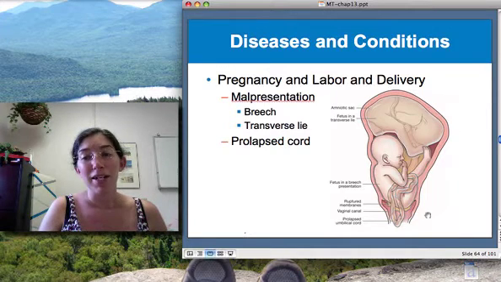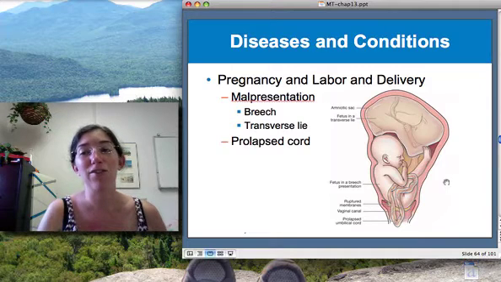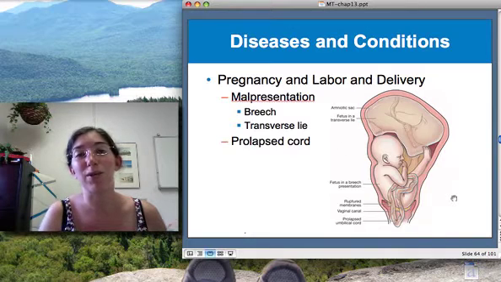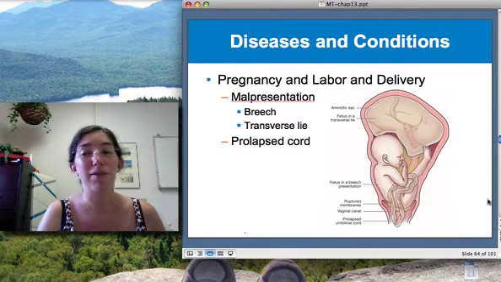But nowadays, with the advent of C-sections or cesarean sections, which we'll get to in a future slide, any malpresentation is usually scheduled for a cesarean section. The surgery is much lower risk than trying to do a natural birth this way.